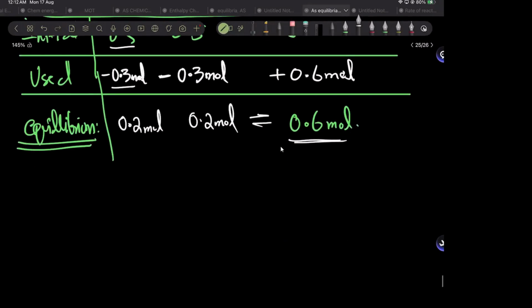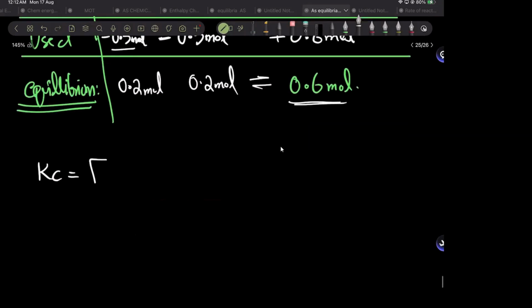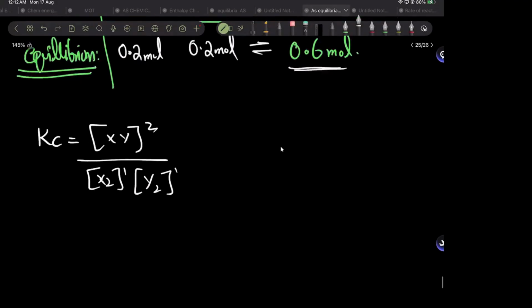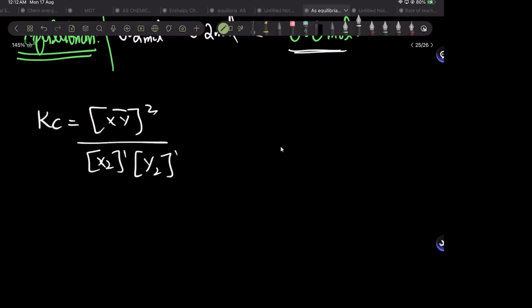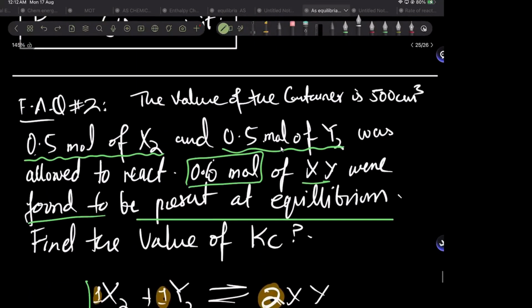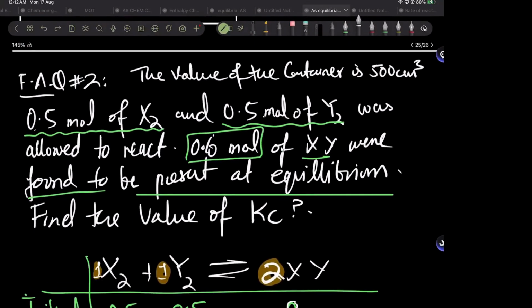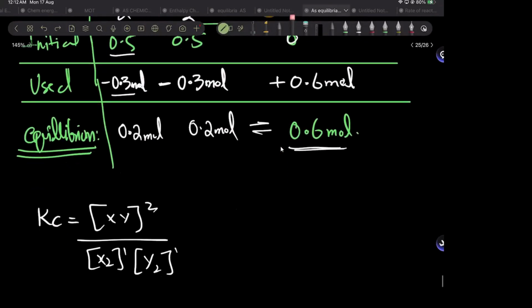So now I ask myself, can I insert this in the Kc expression? First I'll write the Kc expression. Kc would be equal to [XY] to the power 2, the right hand side, divided by the left hand side, which is [X2] and [Y2] to the power 1. Now I see square brackets. I see that the moles that I'll be inserting here must be present in a dm cube of volume. But what was the volume of my container in which this reaction was being conducted? That was 500 cm cube. So all of these moles are present in 500 cm cube.